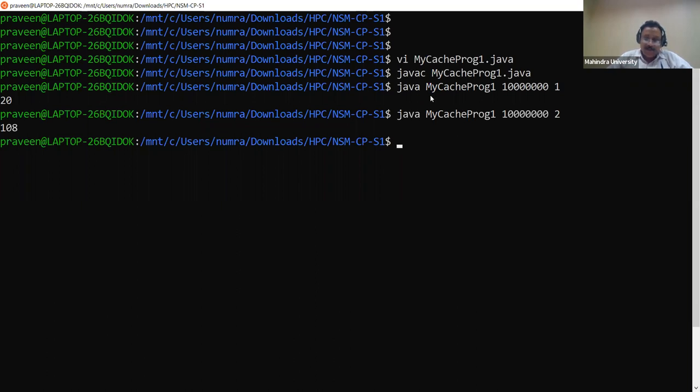Okay, next, exclusive cache. If L1 intersection L2 intersection L3 is empty, then it is called exclusive cache. There are some advantages with the inclusive cache and some advantages with exclusive cache. The total available cache memory in exclusive cache is high as compared with inclusive cache.